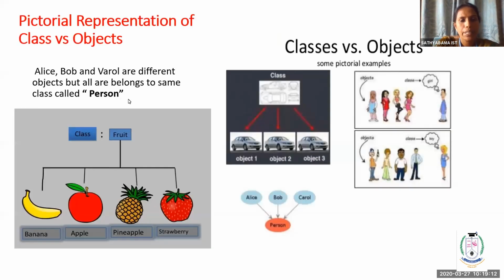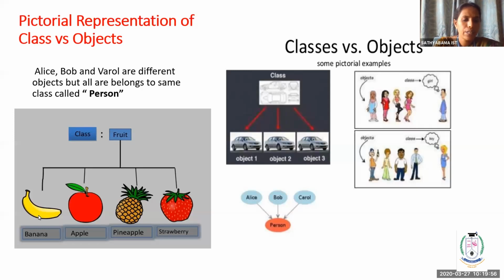Now, for better understanding, I have given some pictorial representation also. Look into that. Here we have different persons like Alice, Bob, Alex, and Carol. Each and every person is called an object. We can combine all these objects together and call it a class, the person class, right? If we see the concept of class and object, these are interrelated. When you see a class, more than one relevant object come together to form the group, that is, to form the class.